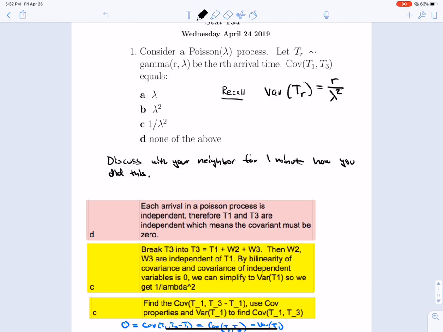One person writes each arrival in a Poisson process is independent. Therefore, T1 and T3 are independent, which means the covariance must be 0. So this is not right, because although in the Poisson process the arrivals are independent, the times to those arrivals, from time 0, are not. Clearly T3 is the time of the third arrival, and it must be longer than the time of the first arrival. So T3 is dependent on T1.